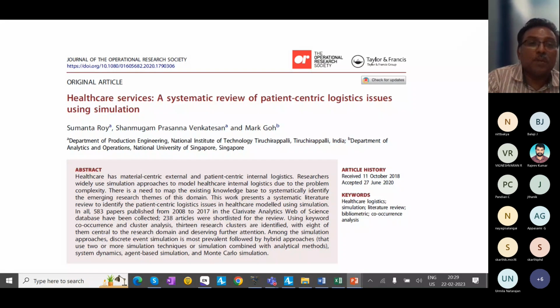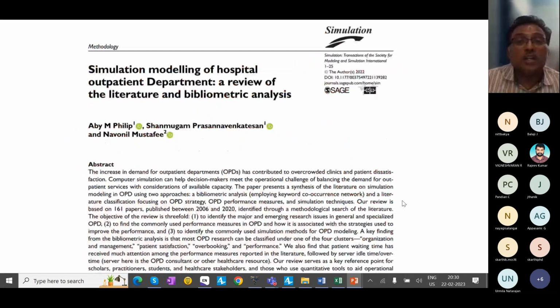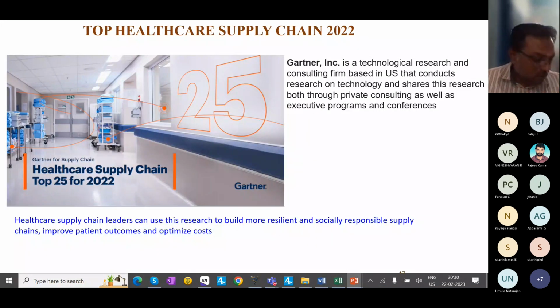And this is some of my work. Whatever I presented so far is based on the outcome of these two papers. One I published with the Journal of the Operational Research Society. Of course, it took 2 years; you can see October to June 2020. And another one I published in a simulation journal, Transactions of the Society for Modeling and Simulation, which is focusing on OPD, right? And with this slide, two more slides, I will conclude.